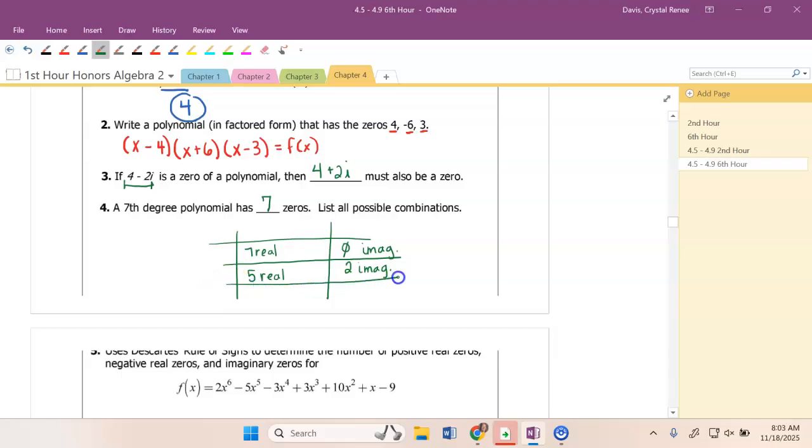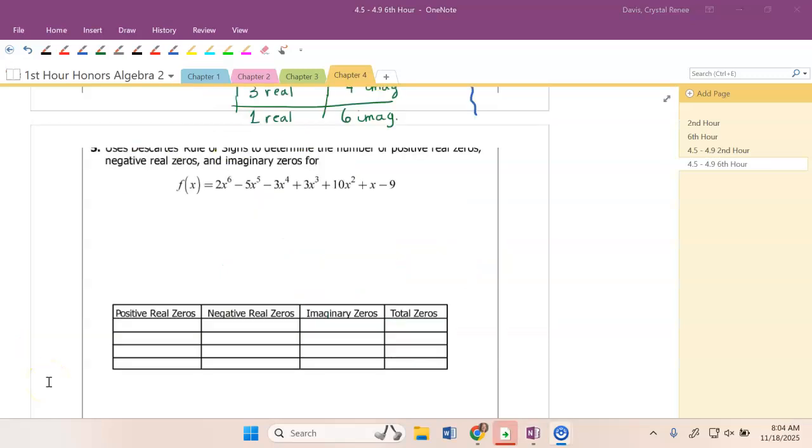Same concept. We can't have 3 imaginary zeros, but we can have 4 because they come in pairs. So we could have 4 imaginary zeros, and if we have 4 imaginary zeros and 7 total, that means 3 of them would be real. And last but not least, we can't have 5, but we can have 6. So if we have 6 imaginary, we would then have 1 real. Notice on all of these, we have 7 total. That's exactly what I want, because we have a 7th degree polynomial, so we have 7 total zeros.